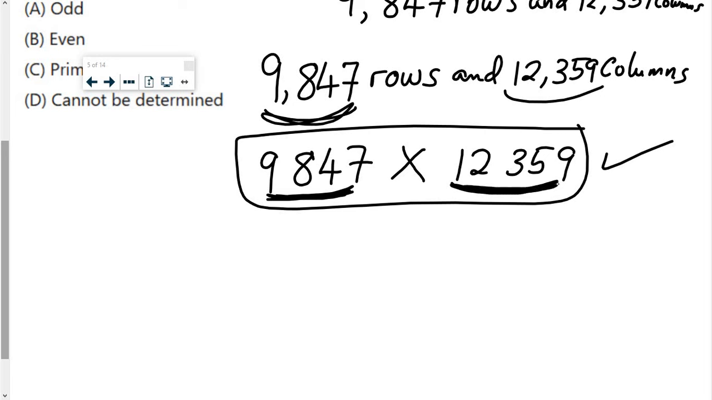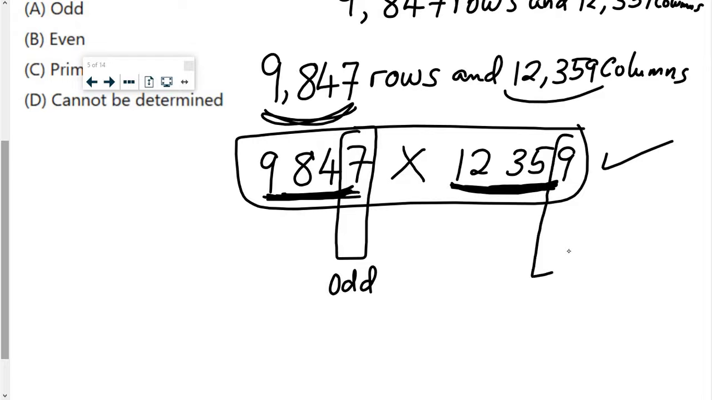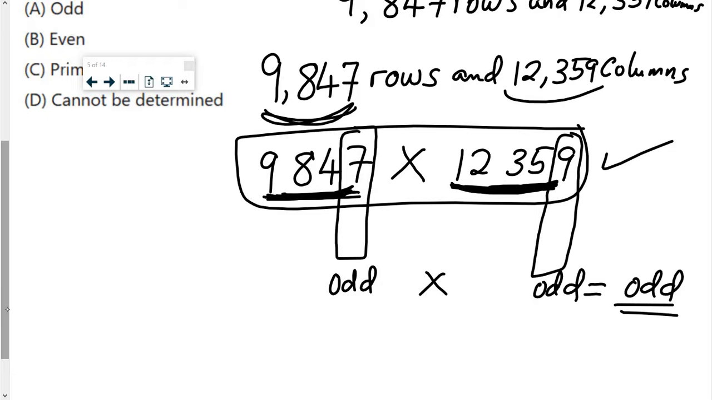Likewise, is this number odd or even? How do we determine if this number is odd? Look at the last digit. The last digit is 7, and therefore the whole number will be odd. Likewise, look at the last digit here, it is odd. Now, what is odd times odd? The answer is odd. So that means odd times odd gives you odd.